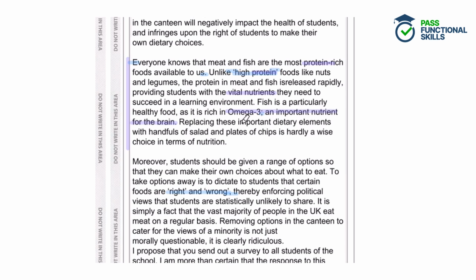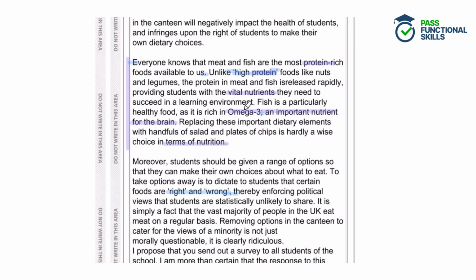And then we have sort of a summary of this paragraph at the end here. Replacing these important dietary elements with handfuls of salad and plates of chips is hardly a wise choice in terms of nutrition. So focusing on nutrition throughout that paragraph there. We've also got a good order of sentences in the other paragraphs.